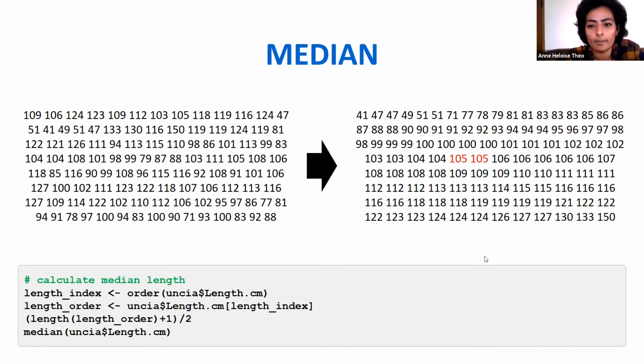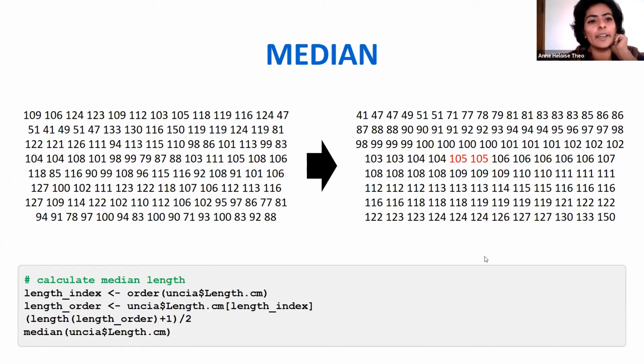So R has a function that you can use to calculate median directly, but we've also added a couple of extra ways you can do it, just to get a handle on practicing R. So in this, as you can see, the first line of code does order. When you run order on Uncia$length.cm, it will give you a string of numbers, which is the position of each value in length.cm in ascending order. Okay. You should try this. Try to run the slide and look at what length index looks like as an object.